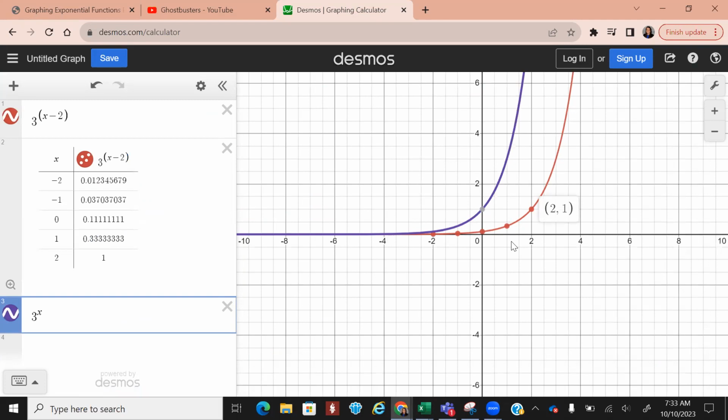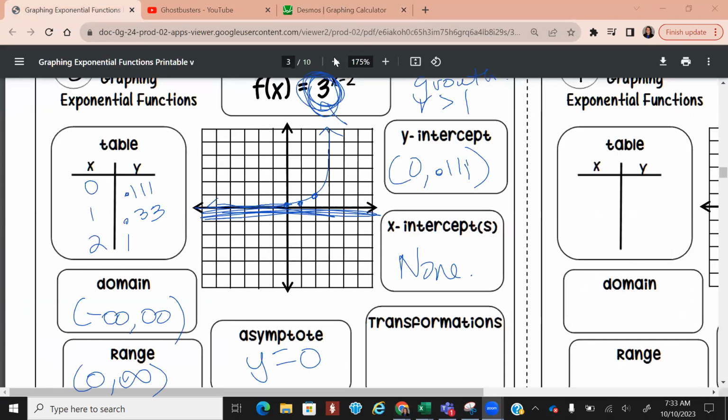It went to the right. It shifted right. How many units? 2. Everybody see where I got that from? Okay. Also, look at our equation. We have this x minus 2. So it's opposite of what we think. We're moving to the right 2. So for our transformation, we're going to say right 2.